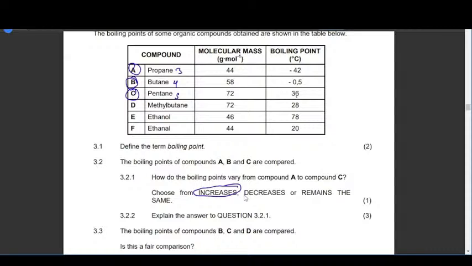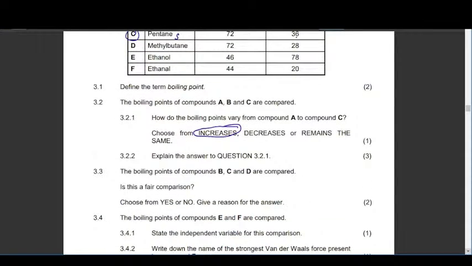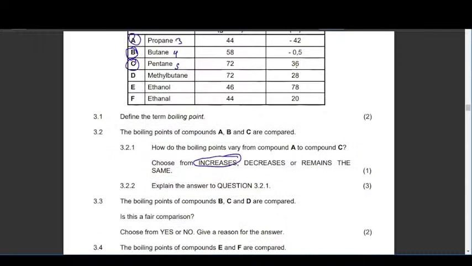Explain your answer. You have given the answer there already, that it increases because of the increase in the number of carbon atoms, and then it increases the intermolecular forces of attraction. This will require more heat to break these forces. Hence, the boiling point increases. The boiling points of B, C, and D are compared. Let's see.